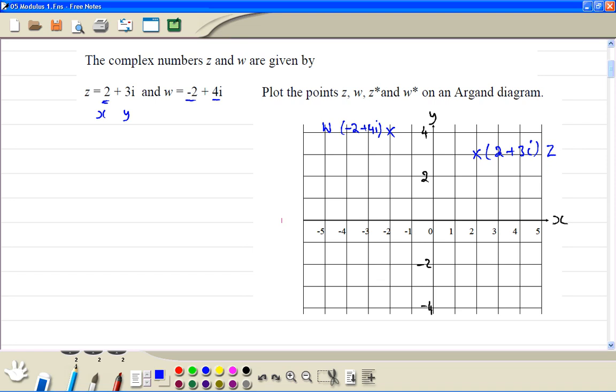And then the conjugate of z is going to be the reflection of z in the x-axis. The real part will be the same, 2, but the imaginary part becomes negative. So 2, and 3 down. So this is the complex number, the conjugate of z. Then the conjugate of w, the reflection in the x-axis again, we're here. Minus 2, minus 4i.